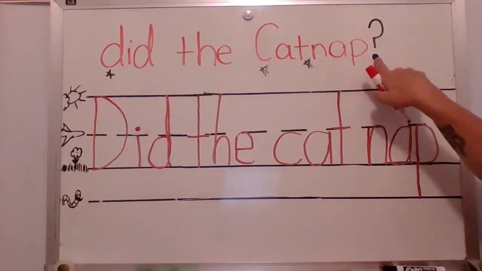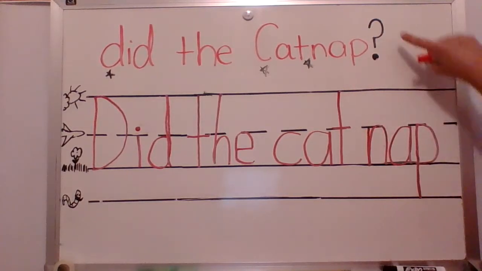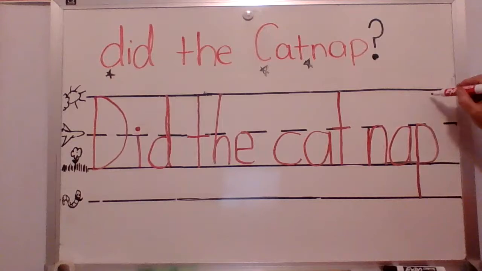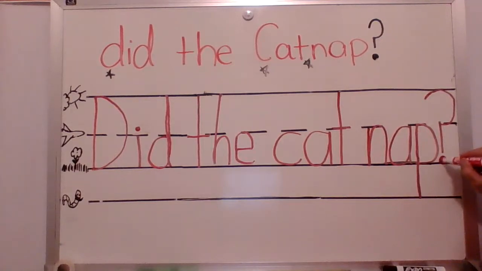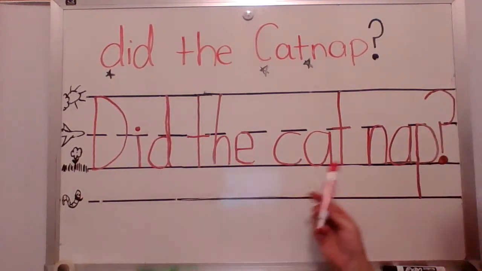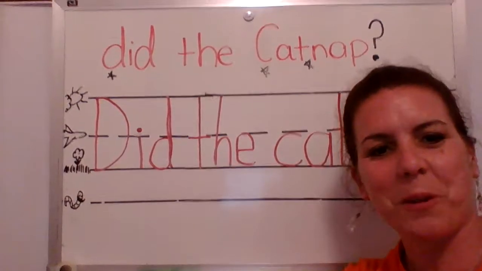And now we need to make our question mark. The question mark is going to go from right below the skyline, and then it makes a little curly, up, down, and then your dot sits right on the grass line. Did the cat nap? What do you think?